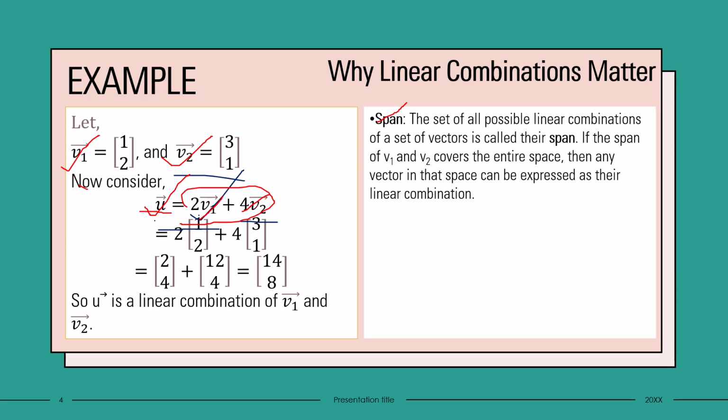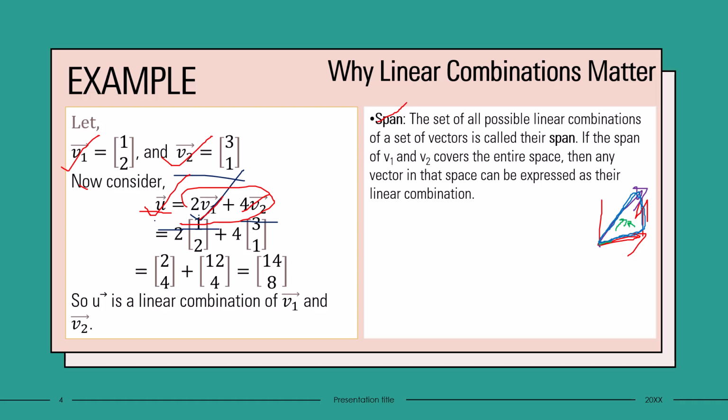If the span of V1 and V2 covers the entire space, then any vector in that space can be expressed as their linear combination. Now, what does this mean? In the previous slide where we saw the X and Y axis, we had one vector which was V1, another vector which was V2, and then you made the resultant vector. Now let's suppose the space that we are talking about is this triangle. Inside this space you will have certain vectors, right? So you have maybe one vector over here, one vector here, and so on.